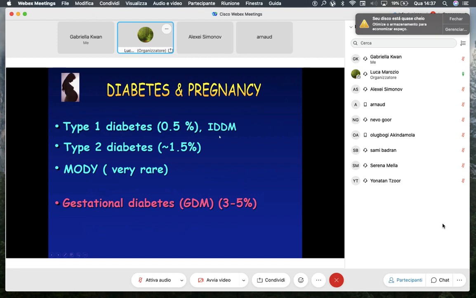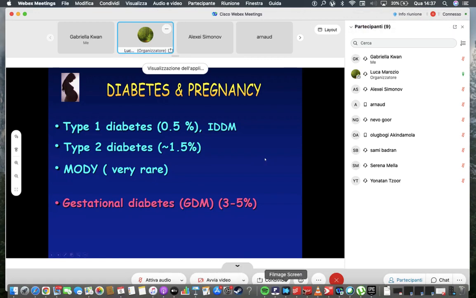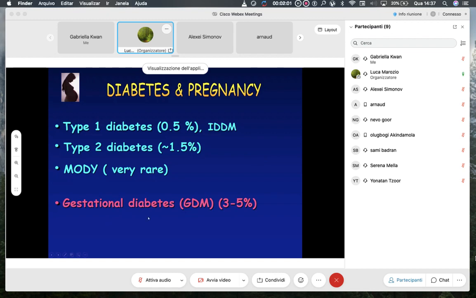Of course, type 1 diabetes is rare, insulin-dependent diabetes. Type 2 diabetes. Then MODY, which is very rare, the maturity onset diabetes of the young, something like a late type 1 diabetes, which needs insulin to be treated. Or the most common type of diabetes in pregnancy is gestational diabetes, which accounts for 5%.